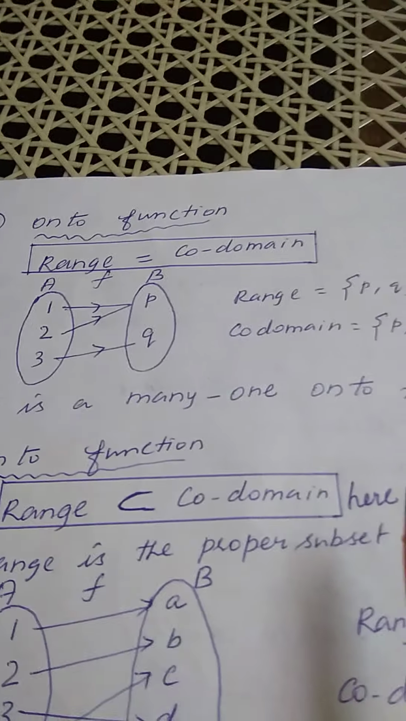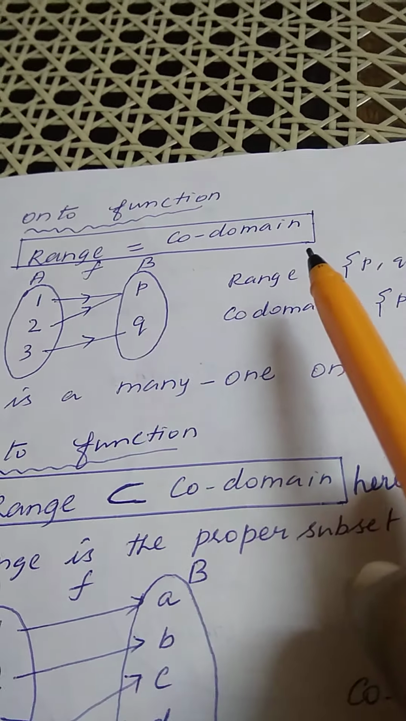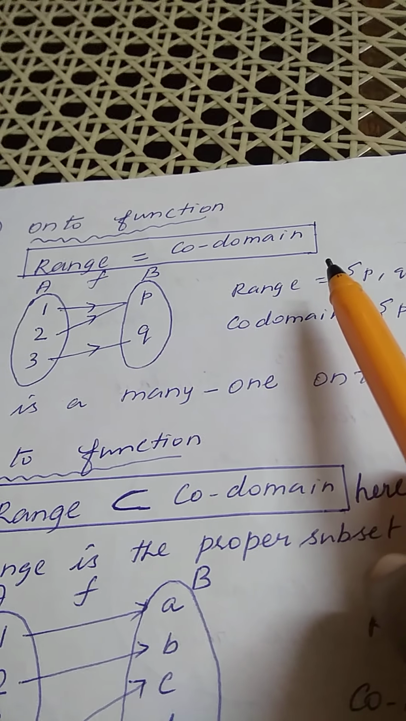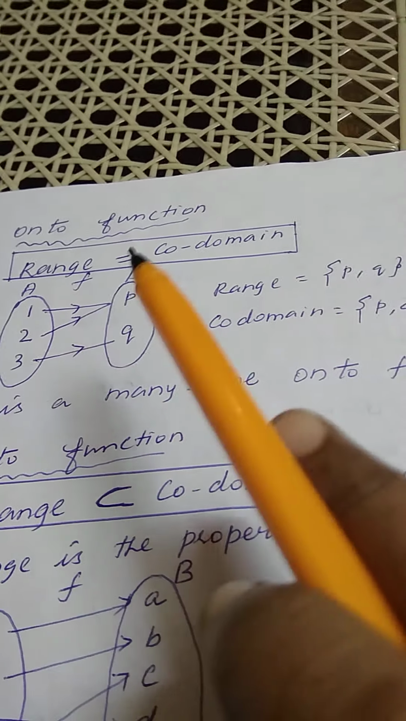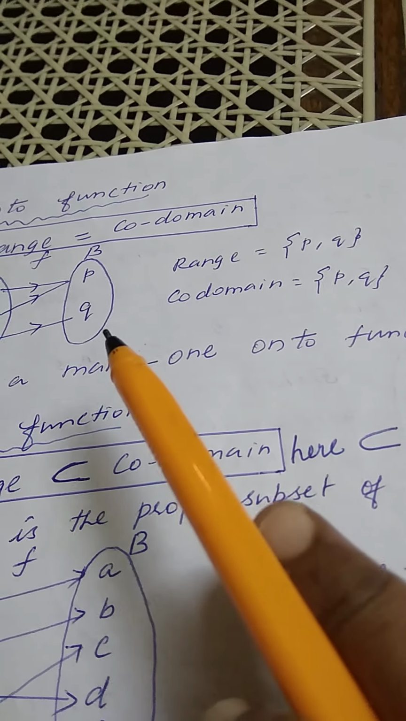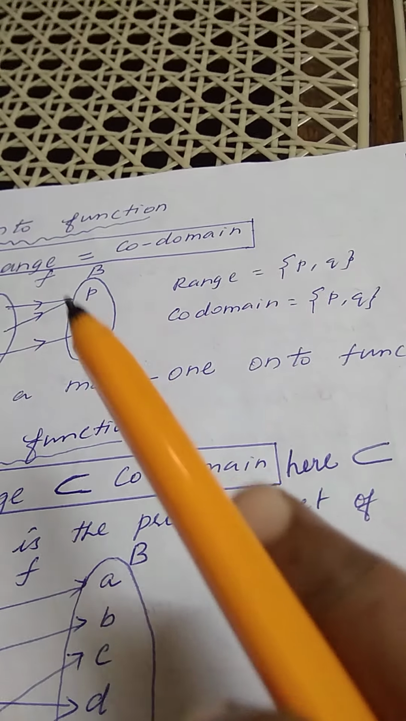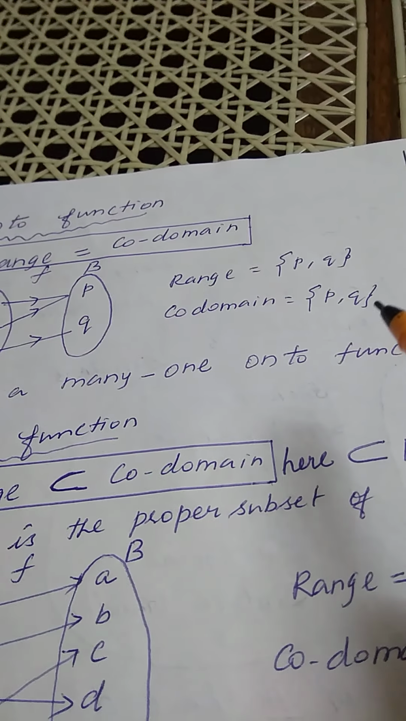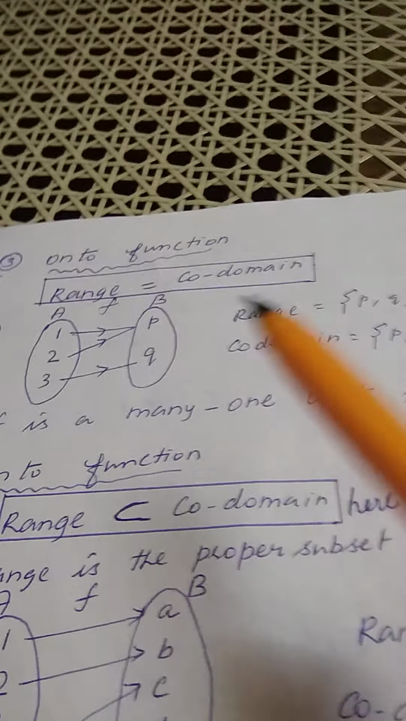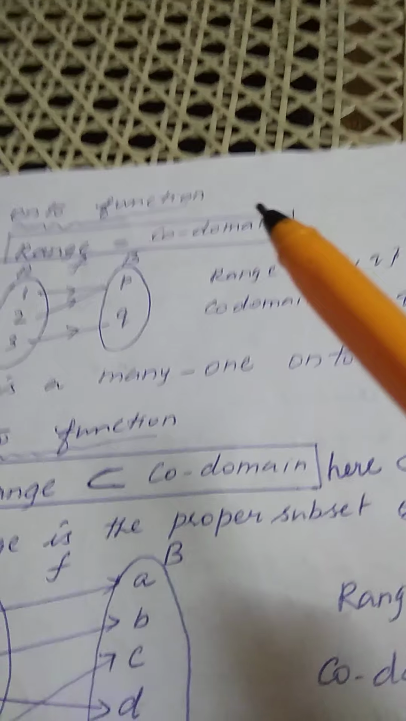Next we will go to onto function. Onto function definition: range is equal to codomain. Already I have studied what is range and what is codomain. Suppose I have an example like this. Range means the elements with arrow marks in the second set, so P, Q. Codomain means all the elements of the second set. Same elements we are getting. Here range and codomain are equal. If range and codomain are equal, it is an onto function.